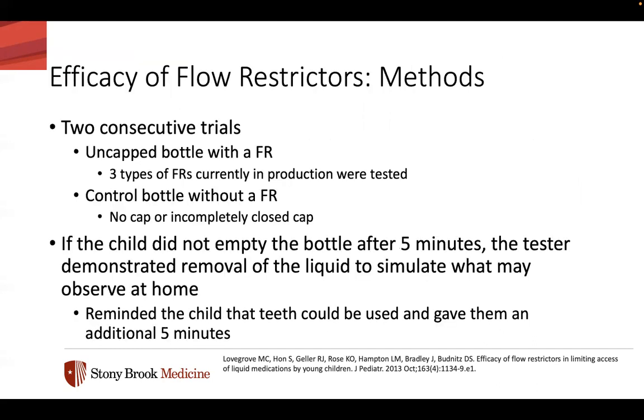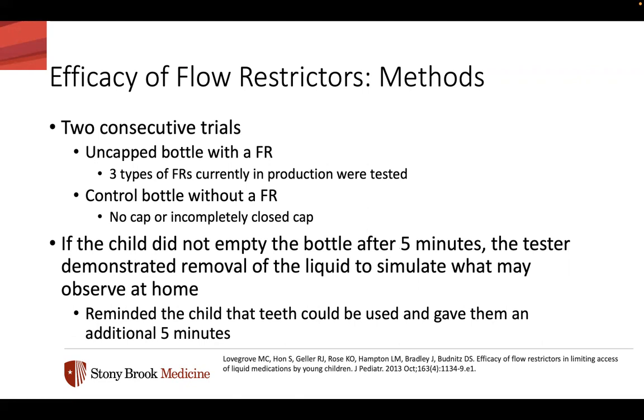As for the methods of this trial, there were 2 consecutive trials. The children were asked to get everything out of a bottle that was filled with a test liquid. In one trial, they had an uncapped bottle with a flow restrictor, and at the time there were 3 different types of flow restrictors in production, so they tested each of those. In the other trial, they had the control bottle without a flow restrictor, so it either didn't have a cap on it or the cap was incompletely closed, and the caps were those child-resistant caps that we're used to, the push down and turn ones.